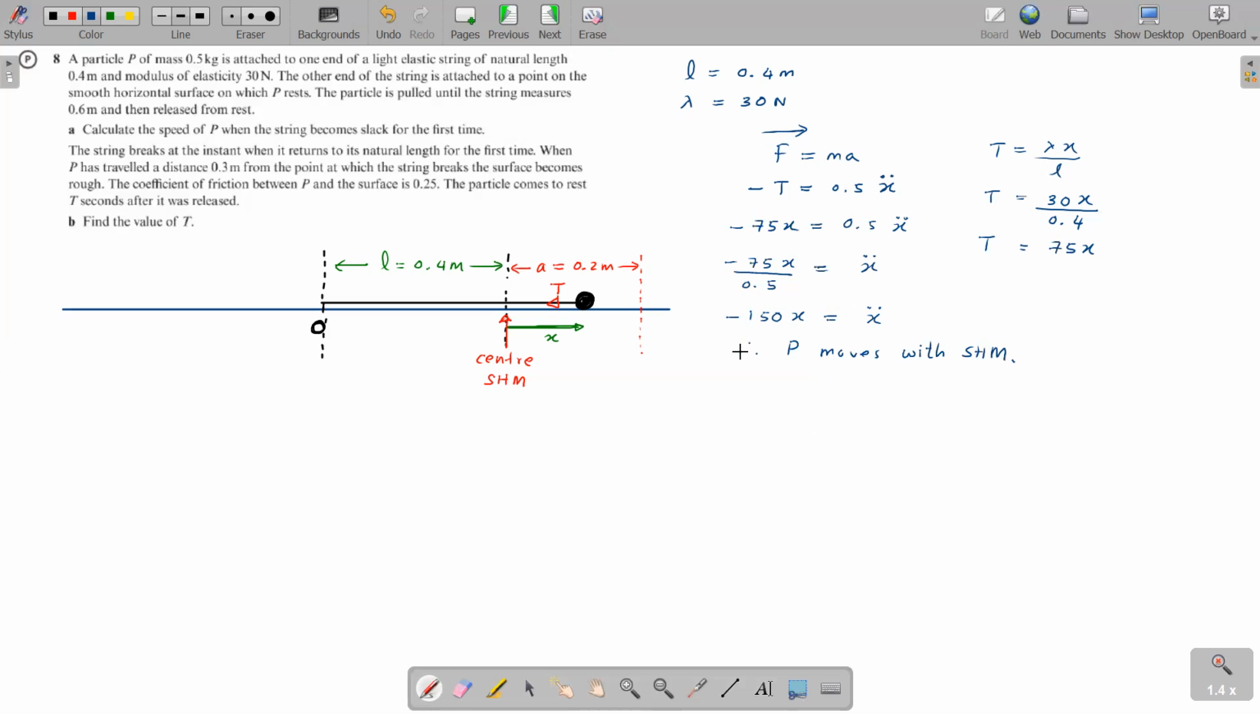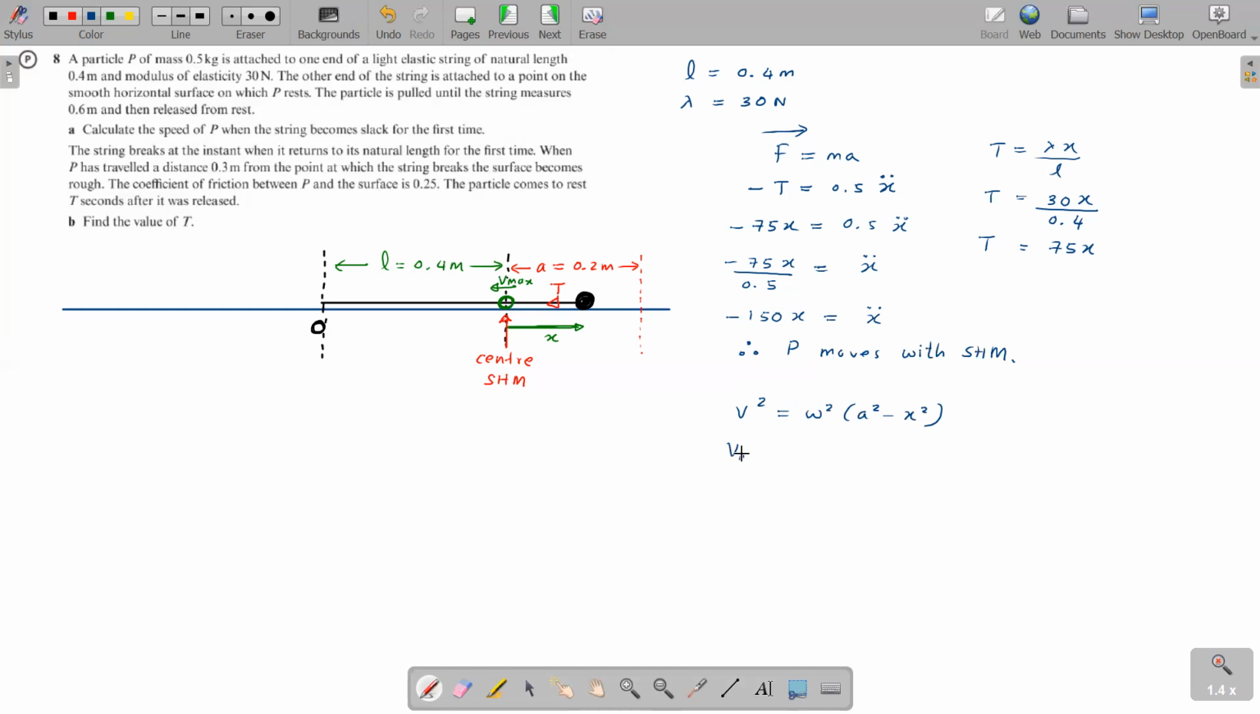Okay, so P moves with SHM. And then you have to find the speed with which the string becomes slack for the first time, which means what? You have to find the Vmax, because the moment you reach the natural length, that's where you get the Vmax, and that's where the string becomes slack for the first time. So all you have to do is apply v squared equals omega squared times (a squared minus x squared).